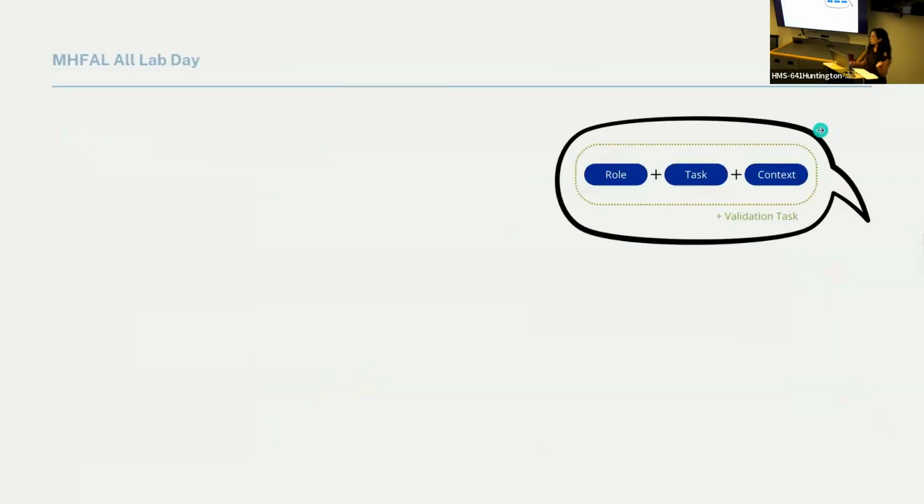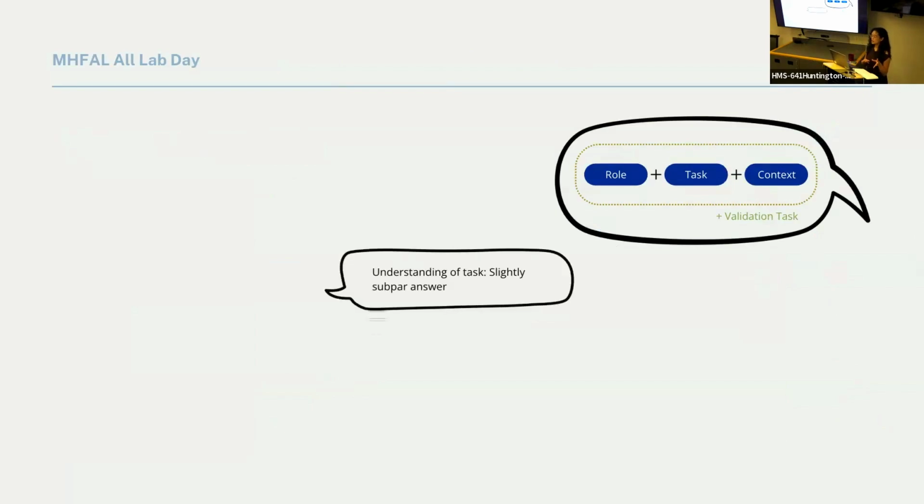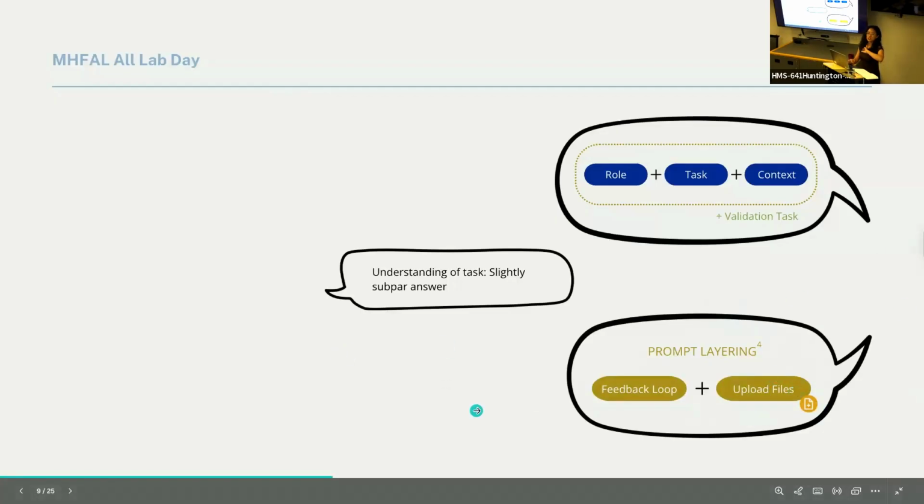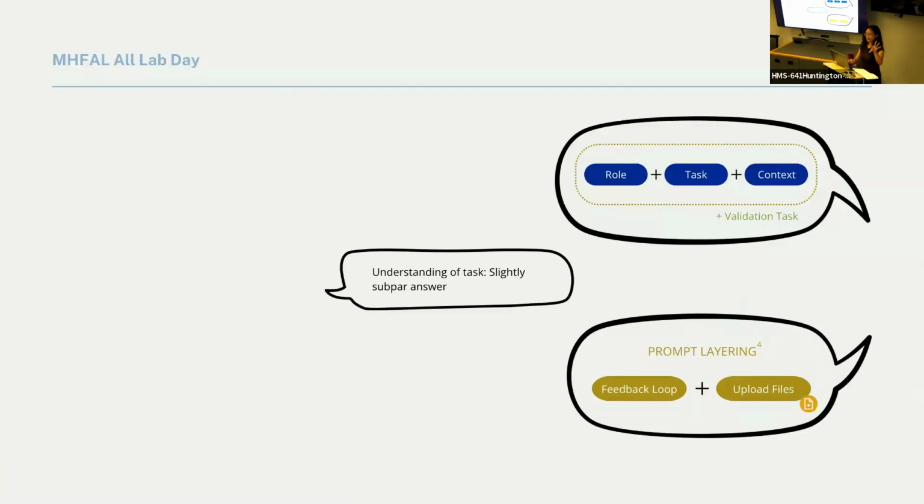So pretend you copied my formula and you put it into ChatGPT, whatever you're asking, it looks like this. And then its understanding of the task is slightly subpar. So this gives you an opportunity to then ask a following prompt to reinforce a feedback loop of what it got wrong, what it got right. And then you can upload files like a PDF or an image to further explain exactly what you're asking for. And this process is called prompt layering. So not just burdening it with a humongous prompt at the beginning. It's breaking it down into smaller tasks.